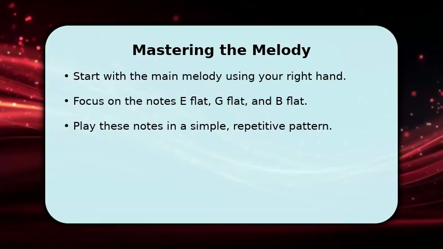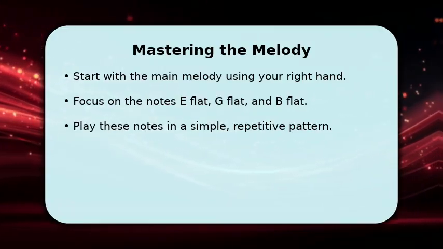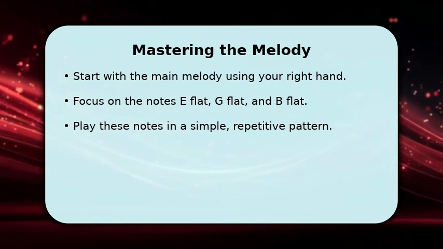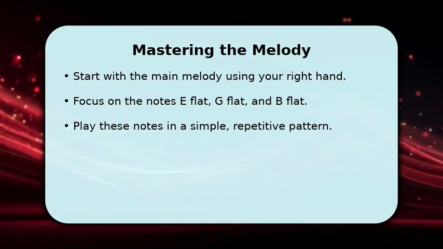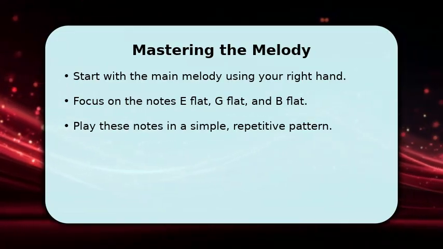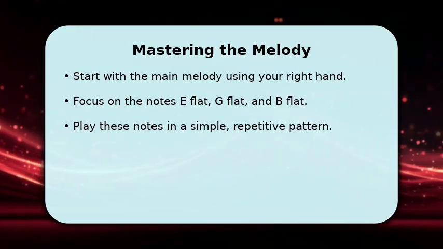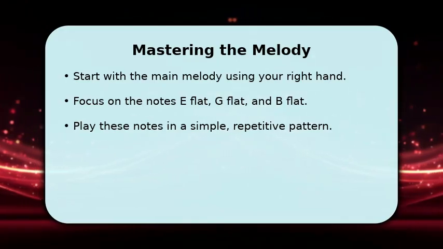For the right hand, we'll focus on the main melody. The core notes are E flat, G flat, and B flat. You'll play these in a repeating, simple sequence. Think of it as a gentle, ascending and descending pattern. Practice this slowly at first, ensuring each note is clear and even. Once comfortable, you can gradually increase your speed to match the original tempo.